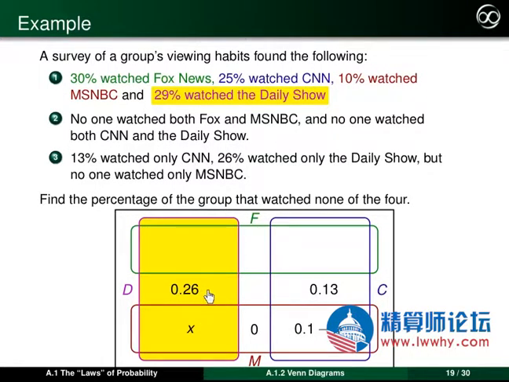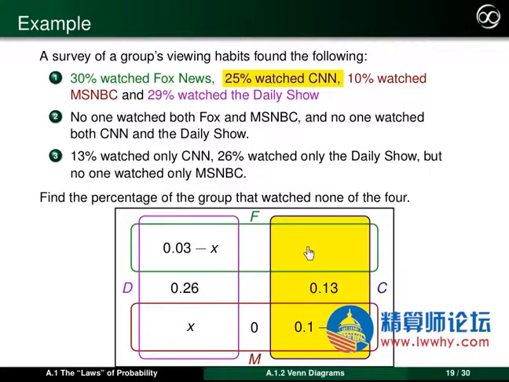29% watch The Daily Show. I know about 0.26, I know about X, so what's left is 0.29 minus 0.26 minus X, and 0.29 minus 0.26 is 0.03, so I have 0.03 minus X. 25% watch CNN. I know about 0.13 plus 0.1 or 0.23 minus X. So 0.25 minus 0.23 minus X is 0.02 plus X. The minus sign gets canceled.